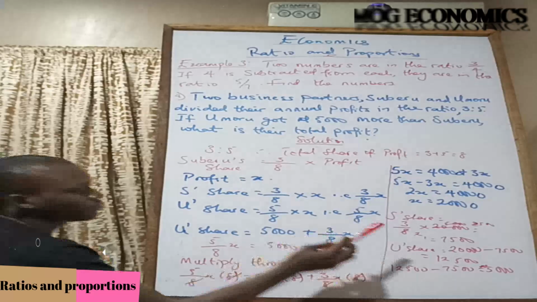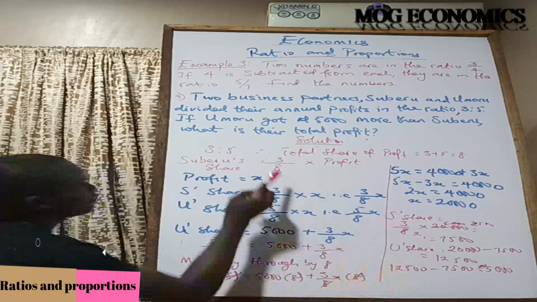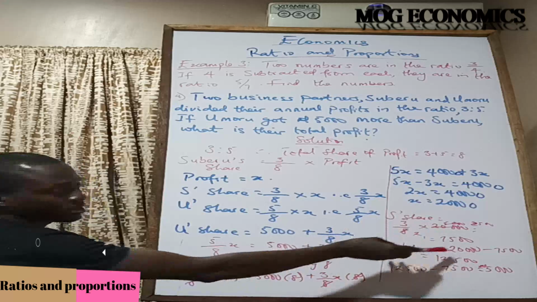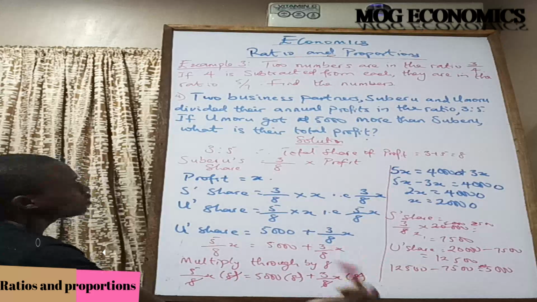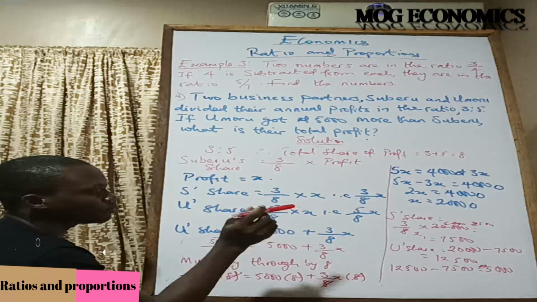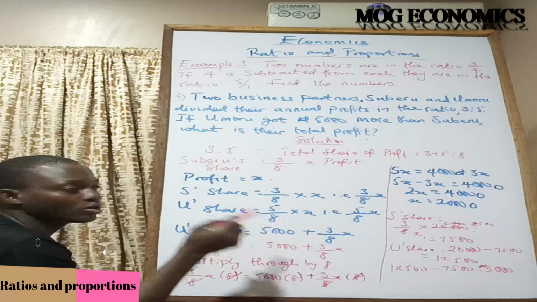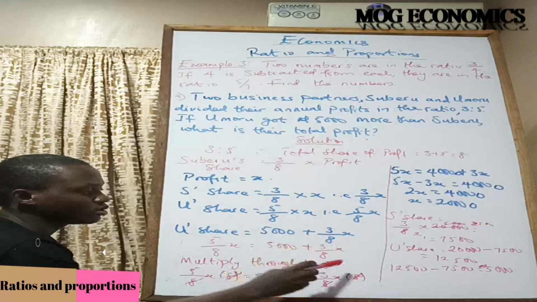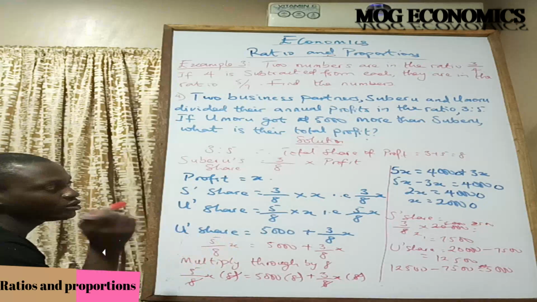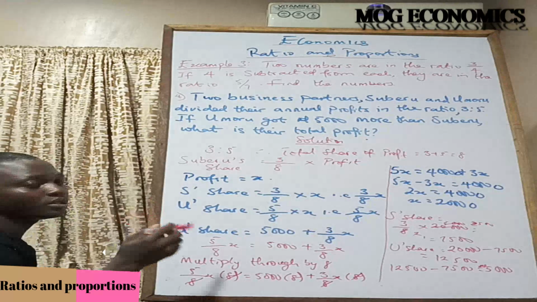So if I wanted to write this one in an examination, for example, Subaru's share would be 3 over 8 times profit, that is already here. Then Umaru's share, I would also use 5 over 8 times profit. But if this is the formula that I've chosen to use, then I'm going to write total profit minus Subaru's share of the profit. So you write that one first, then you solve it, and then write the final answer, so that you don't lose marks because you didn't write the formula. Anything that requires a formula, please state the formula.